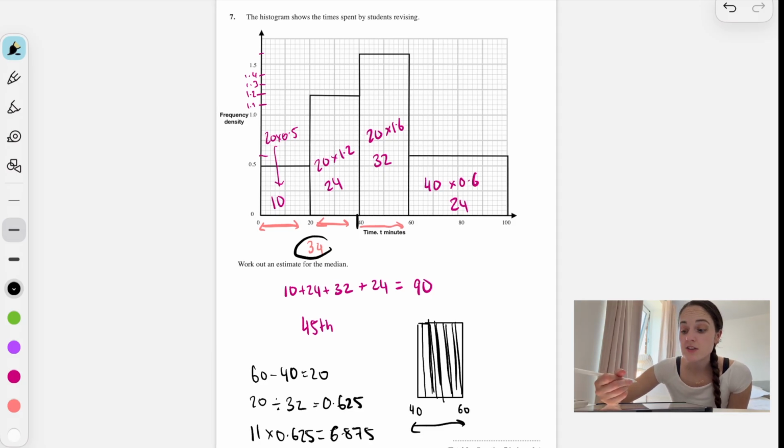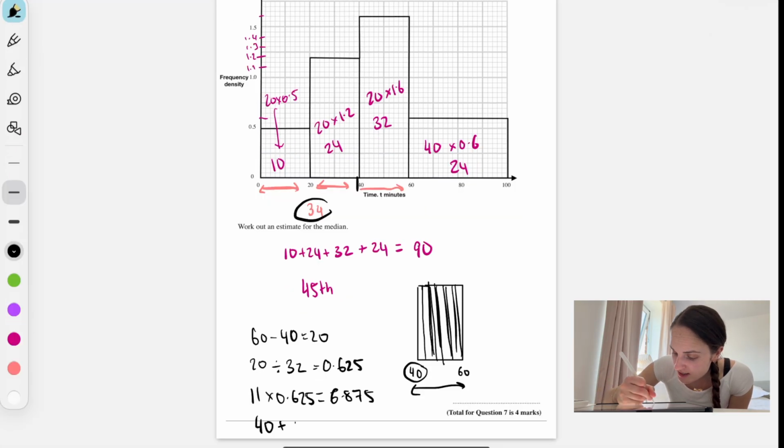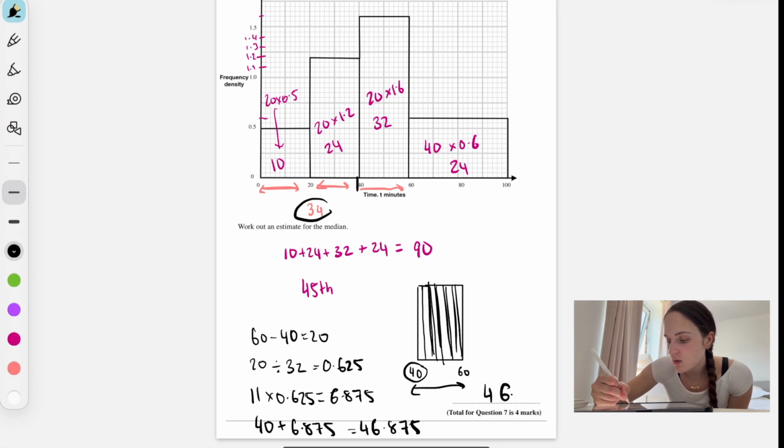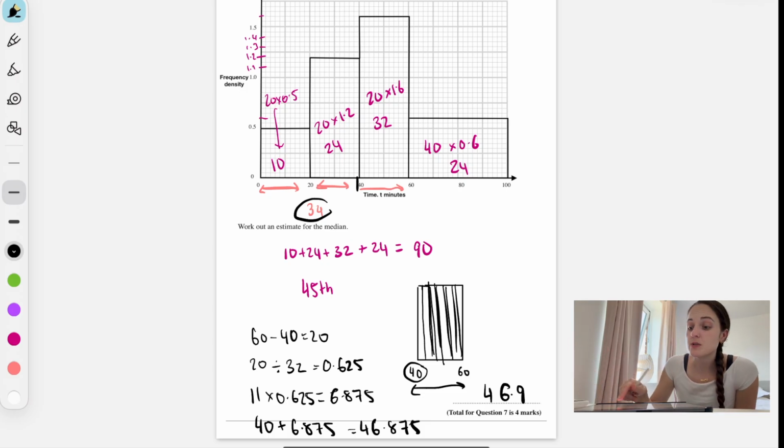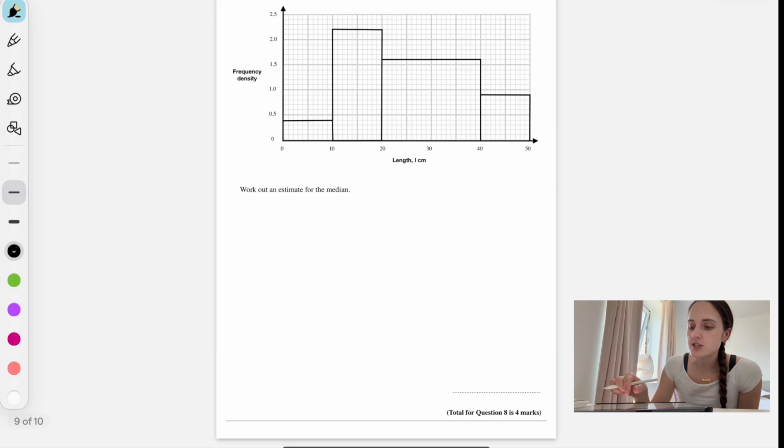So that tells us that the 11th person is 6.875 minutes into that bar, but the bar starts at 40. So to work out what the actual median is, I need to do 40 plus 6.875, and that's going to be 46.875. So what I'm going to do is just round that to 1 decimal place. So I'm going to say 46.9. So the answer to this question is 46.9 minutes. That's a little bit complicated. So what we're going to do is we're going to do another one to see if you understood.